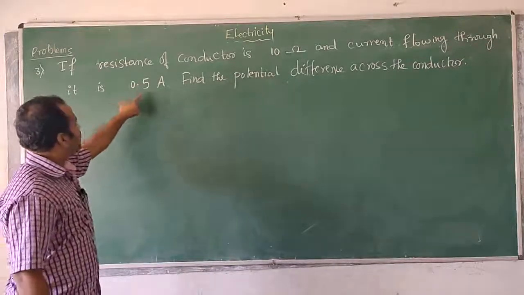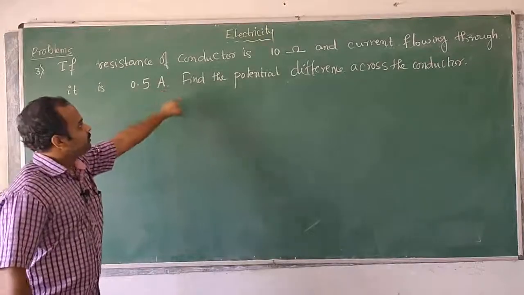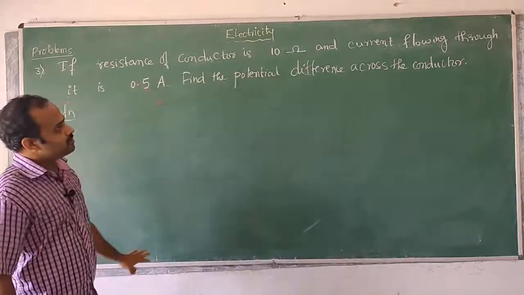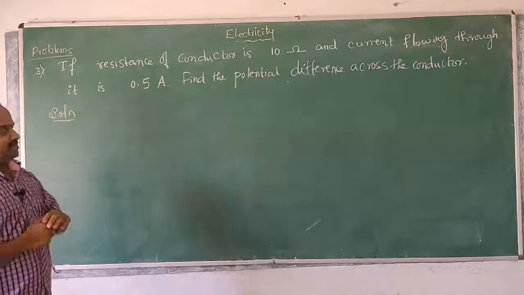is 0.5 ampere, find the potential difference across the conductor.